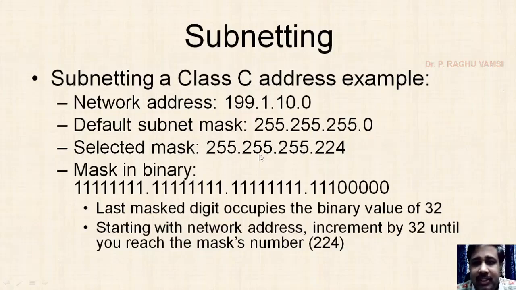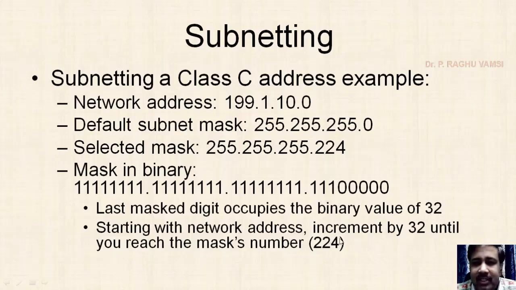Now, instead of this, I have selected the subnet mask as 255.255.255.224. The last value was changed to 224. If you convert the mask into binary, the last value is 111 followed by 5 zeros, which is 224. So the last mask digit occupies the binary value of 32. The last value is 32 here.